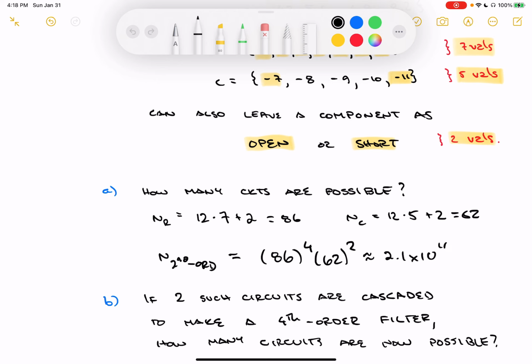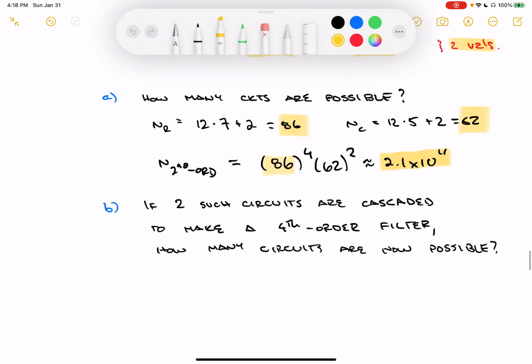That's even with a really modest part shop. It's only got 86 resistors to choose from and 62 capacitors to choose from. This is sampling with replacement, right? That's how I ended up taking that 86 raised to the 4 rather than something like 86 times 85 times 84 times 83. If I pull out a particular resistor, it's not like I couldn't find another one in the bin. There are multiple in there. So we get a gargantuan number, 2.1 times 10 to the 11.